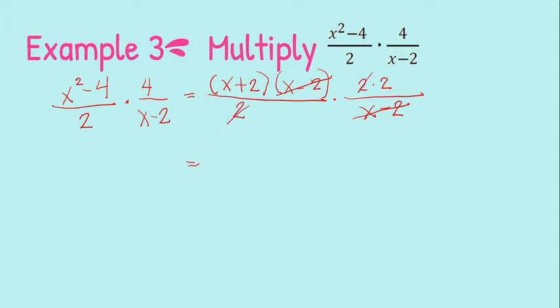Now, let's multiply the remaining factors. The remaining factors in the numerator are 2 times x plus 2. I'm just going to write the 2 first. And in the denominator, we don't have anything left. So, this is now the final answer.